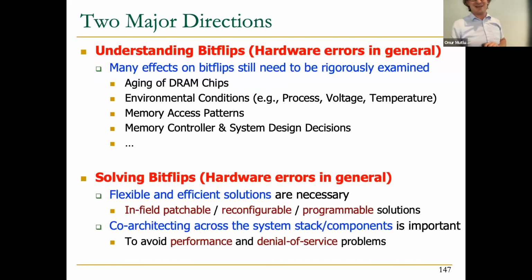So hopefully we'll discuss that. I think these are the two major directions that I would like to bring up. We need to understand these bitflips a lot more, and also hardware errors in general. Aging, environmental conditions, memory access patterns, system design decisions that we make, all of these are quite difficult, and we don't understand some of them. Solving is also important. Flexible and efficient solutions are necessary, and some of these solutions need to be patchable, reconfigurable, programmable. And we need to co-architect across the system, stack and components.